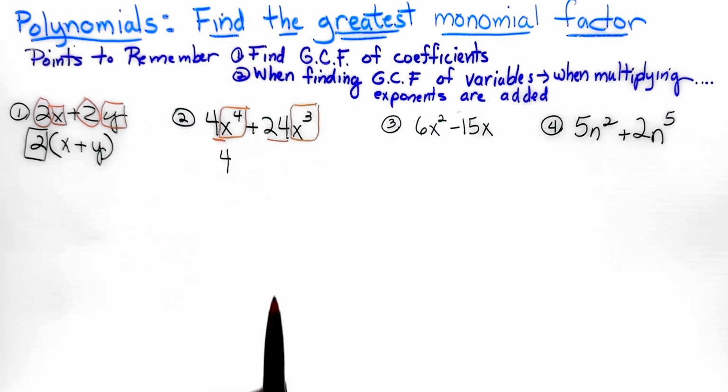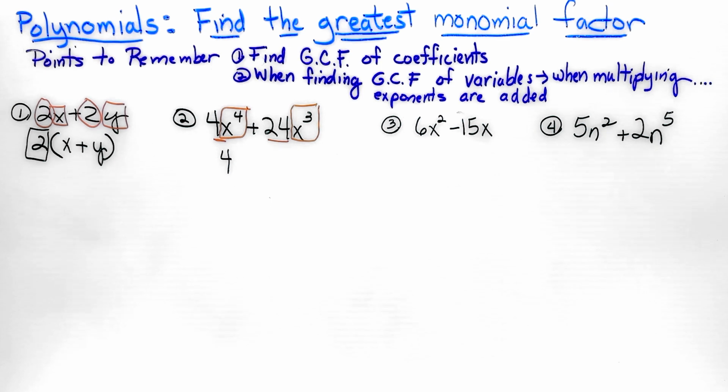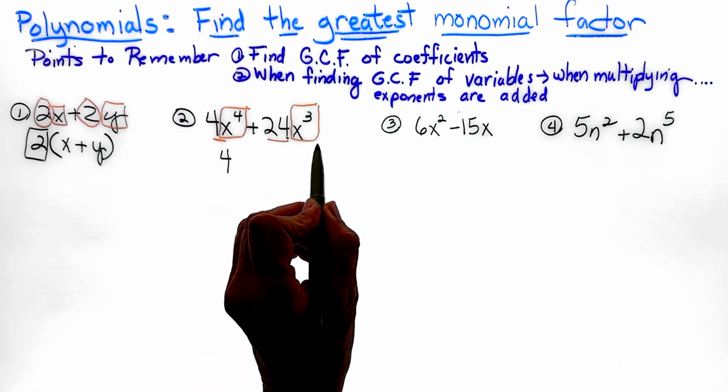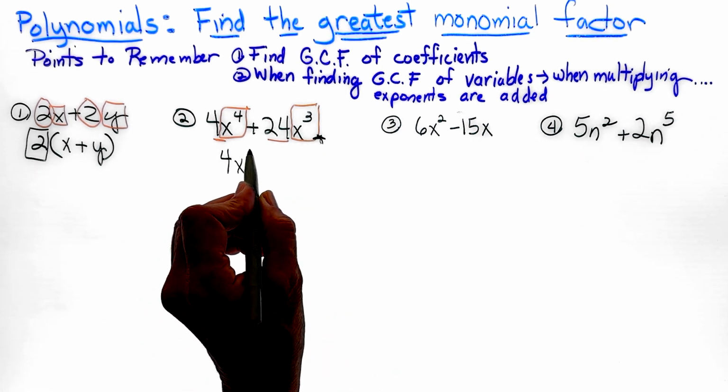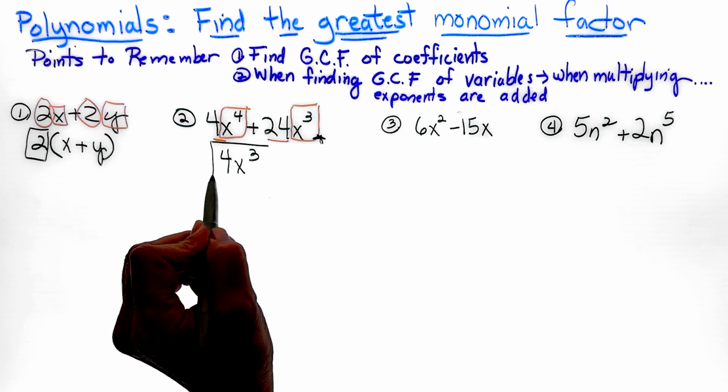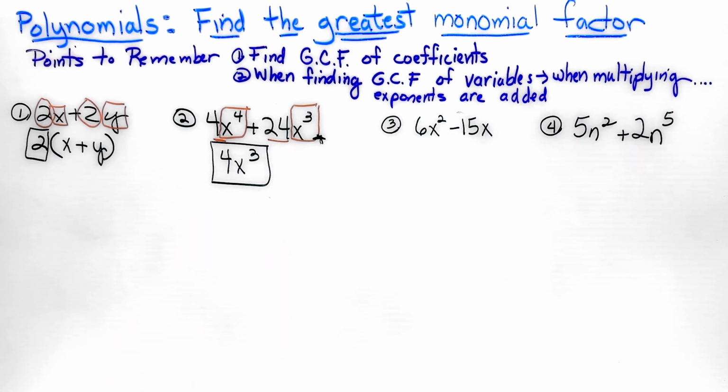And now I am going to look at my variables, and I have x to the fourth and x to the third. Well, when you're finding the greatest monomial factor with variables, you're going to take the smallest. So 4x to the third is our answer when we're finding the greatest monomial factor.